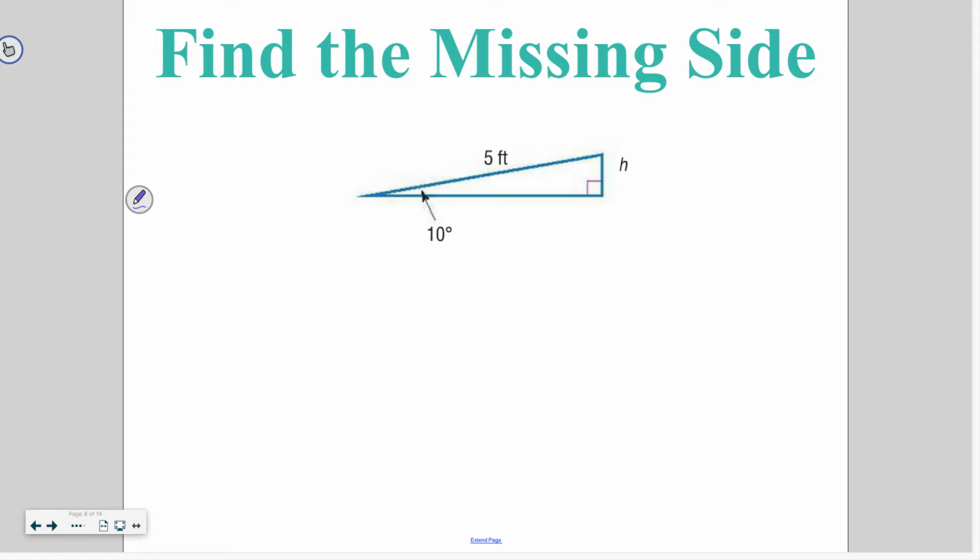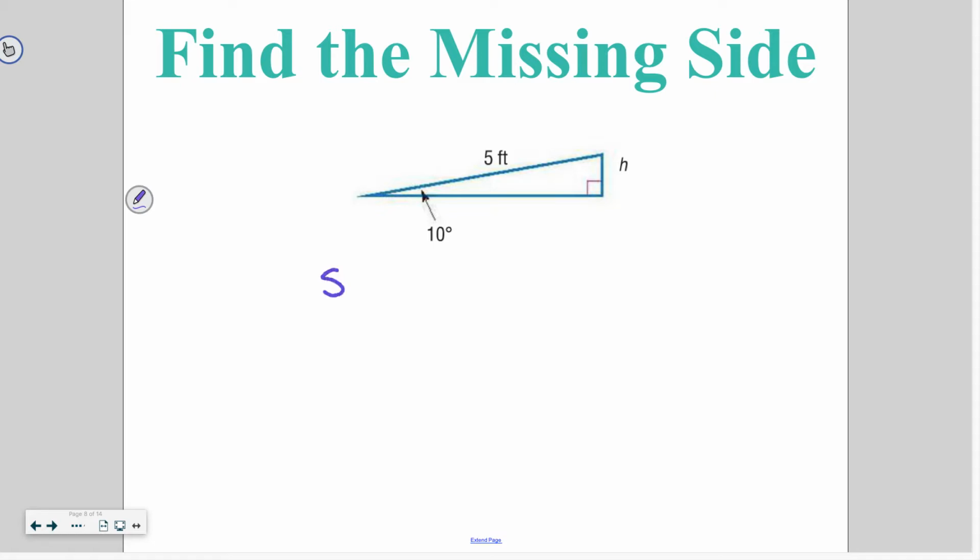Next thing we're going to do is use trig values to help us find the missing side. So what we've got here, we've got an angle measurement of 10. We want to be aware of what values we have in relation to that angle. So in this case, that h value is opposite, and the 5 value is the hypotenuse. When we have opposite and hypotenuse, that means we have sine. So opposite and hypotenuse is sine.